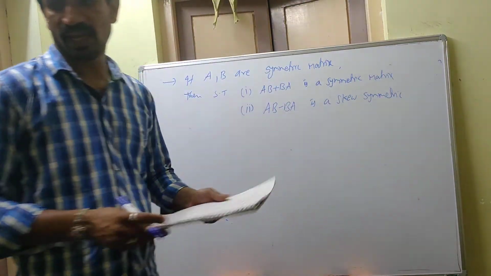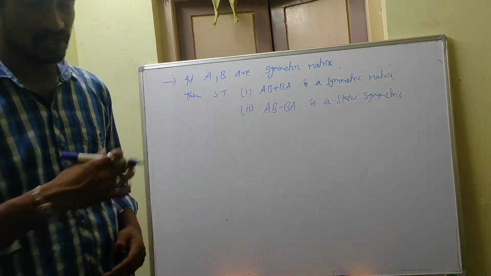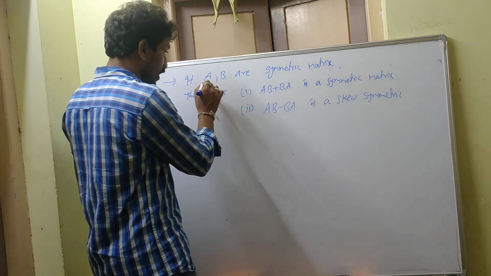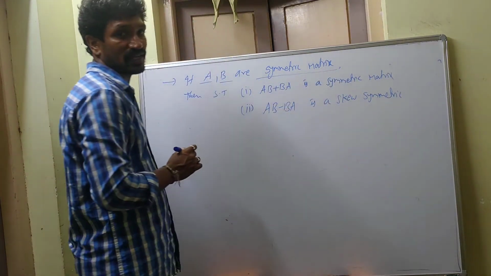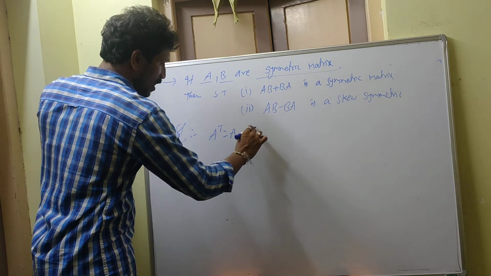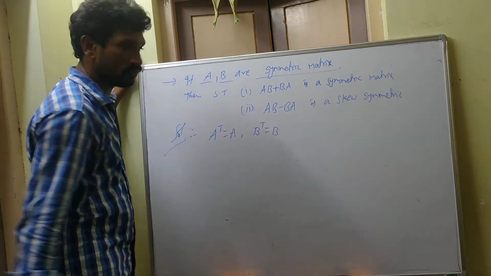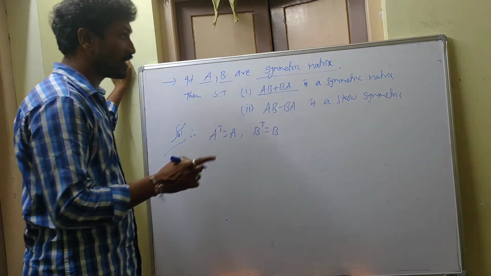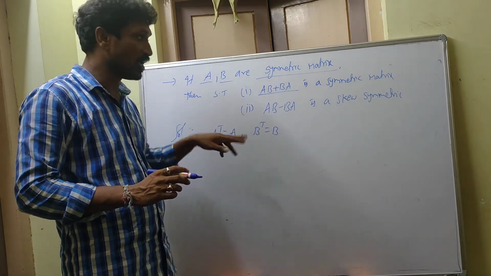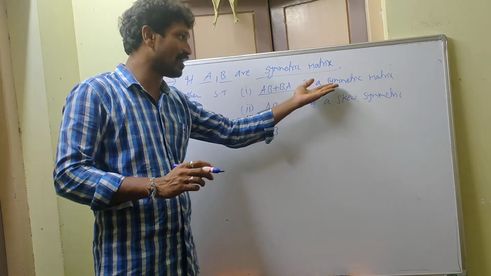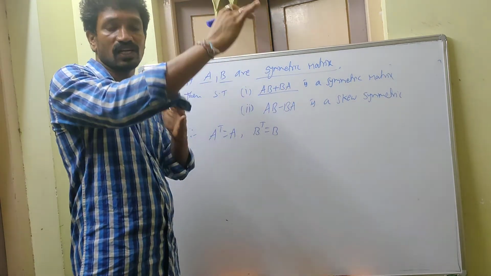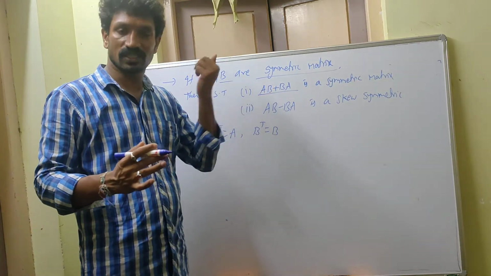Here they didn't say A is expressed as a sum of symmetric and skew symmetric, or B is expressed as a sum of symmetric and skew symmetric. He has given A, B are symmetric matrices. So that means what can you say? A transpose is equal to A, B transpose is equal to B. Just enough. What he is asking is to show AB plus BA is a symmetric matrix. If A is symmetric, A transpose is equal to A. If you want to show this is a symmetric matrix, you take the entire matrix transpose. If the result becomes the same matrix, then it is a symmetric matrix.